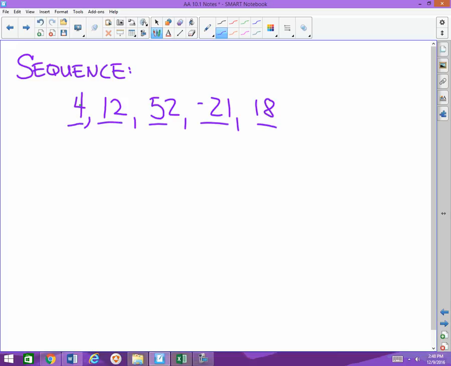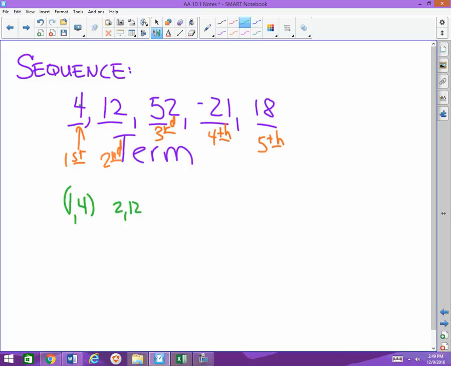Each one of those things is considered to be a term. This one is the first term. Here's our second. Here's our third, our fourth, and our fifth. And so if you were to plot points, this would be the coordinate (1, 4). Then you have (2, 12), (3, 52), (4, -21), (5, 18).